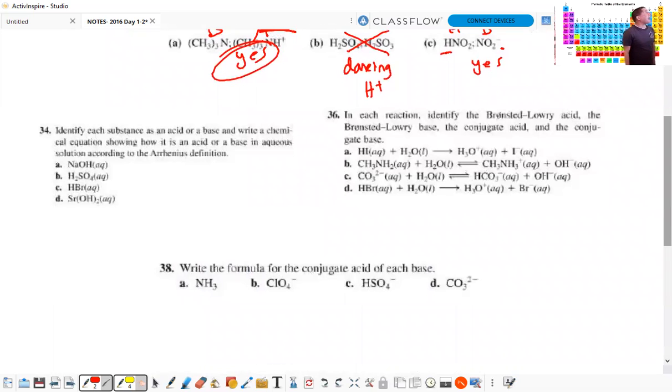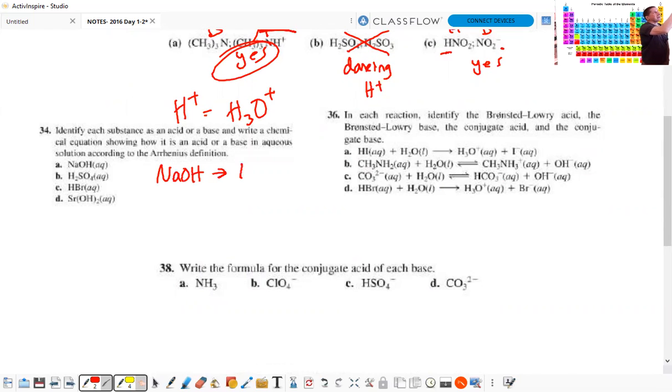Identify each substance as an acid or a base, and write the chemical equation showing how it's an acid or a base in an aqueous solution according to the Arrhenius definition. So in the Arrhenius definition, remember we're forming H plus ions, or we're forming H3O plus ions. So NaOH, so when you're doing a base like this, you don't actually add it to water. You just say that it is aqueous. So whenever we have a hydroxide base, there's the definition of an Arrhenius base, where it is giving off hydroxide ions.